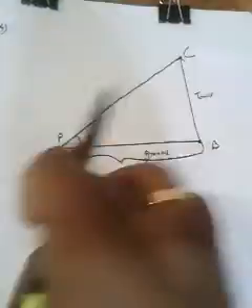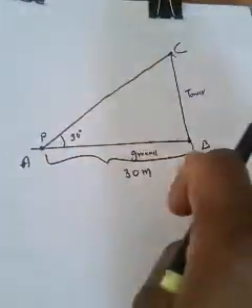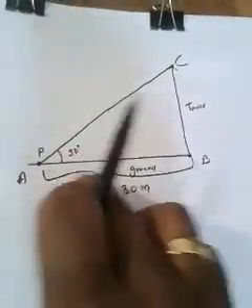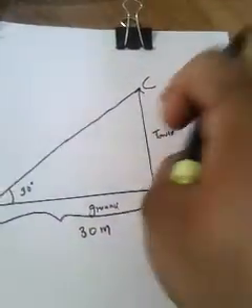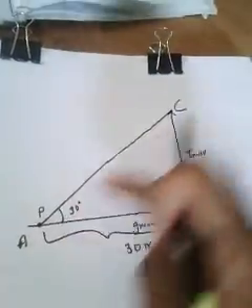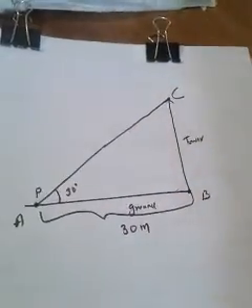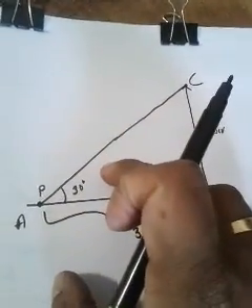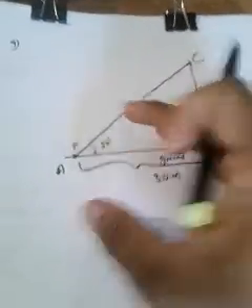You have to write here AB distance. AB is 30 meter because it represents the distance between the point P and the foot of the tower. BC represents the height of the tower, and AC represents the line of sight towards the top of the tower. All those things you can write. And here angle of elevation is given as 30 degrees. So no need to write much steps.